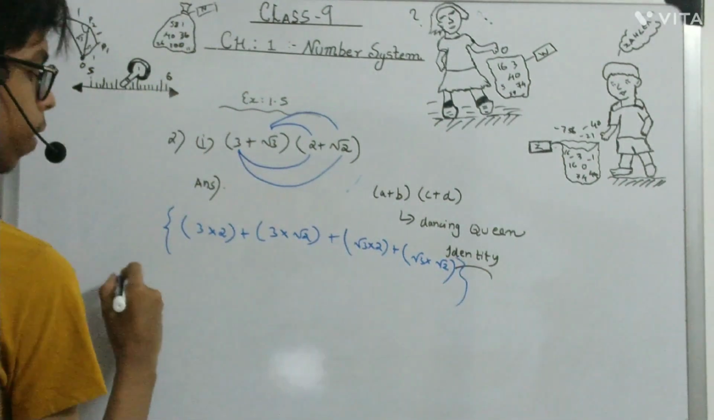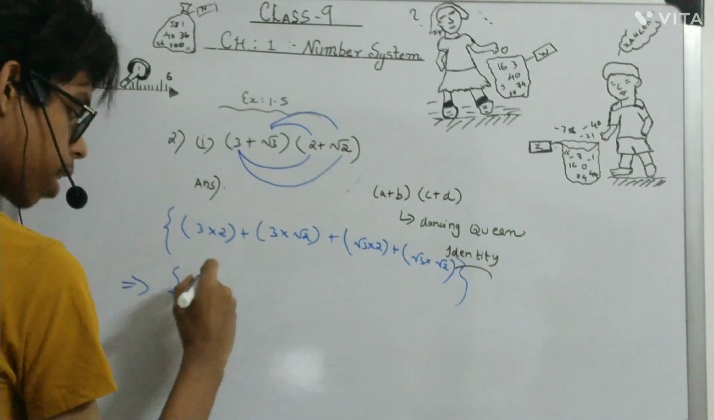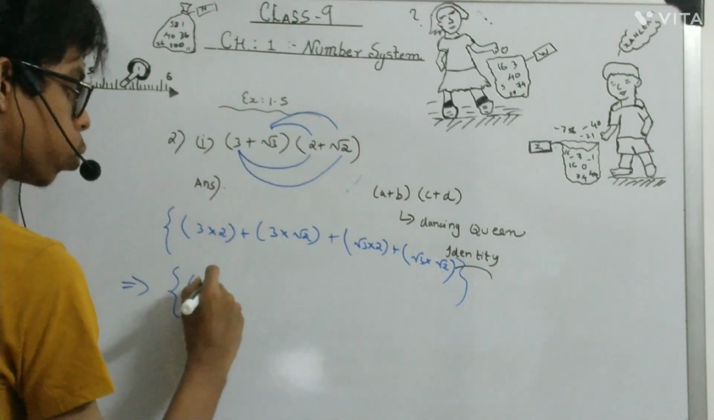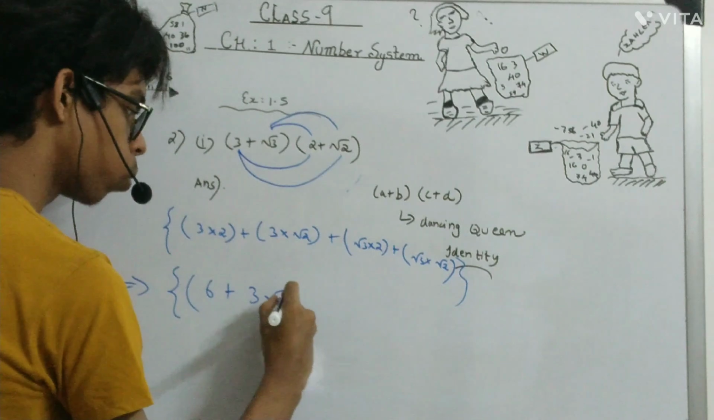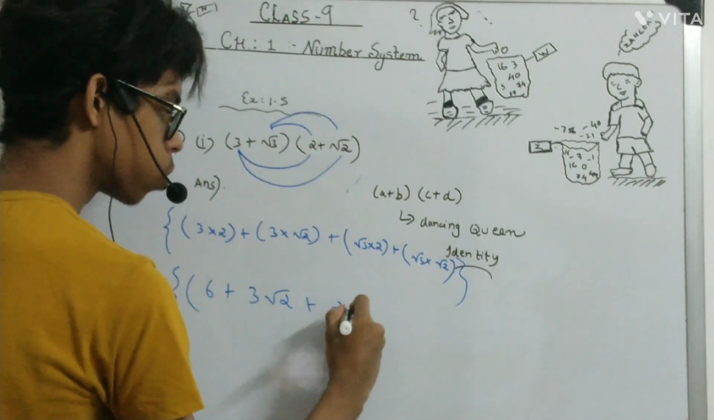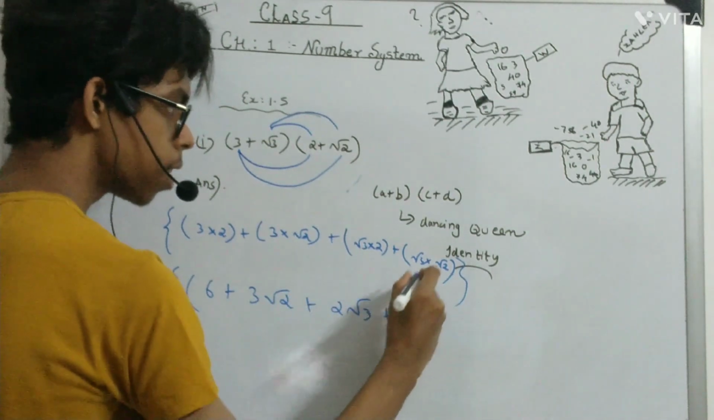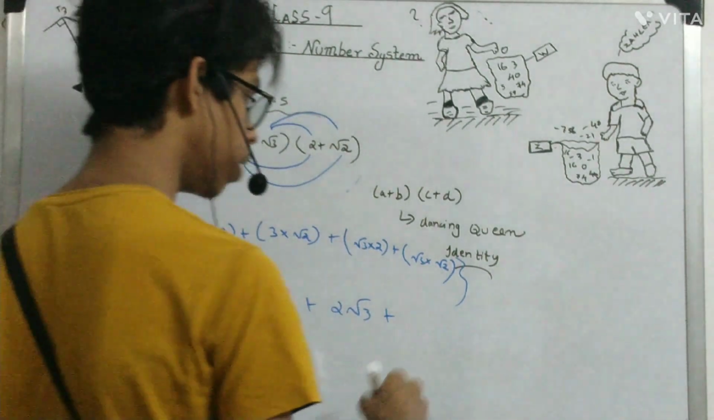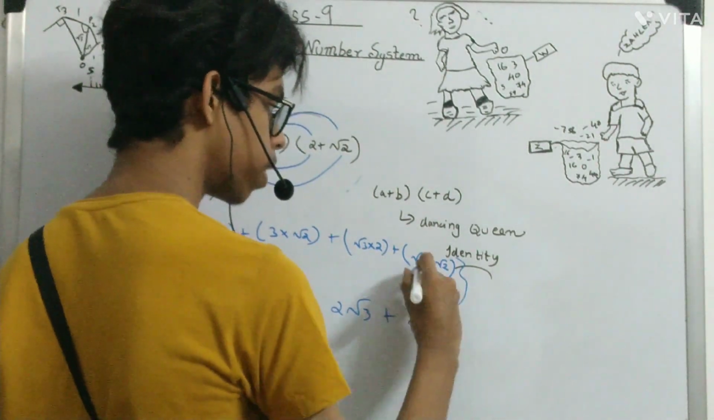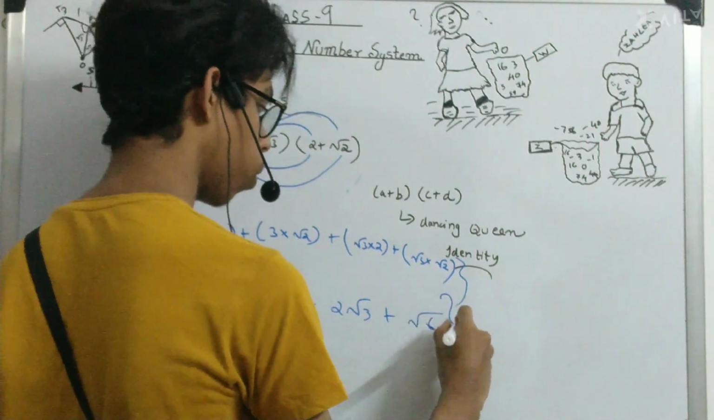Now we can simply solve this. So 3 into 2 we know is 6, plus 3 into root 2 is 3 root 2, plus here also 2 root 3, plus this is root a into root b. Root a into root b is equal to root of a into b. So here also you will get 3 2s are 6.